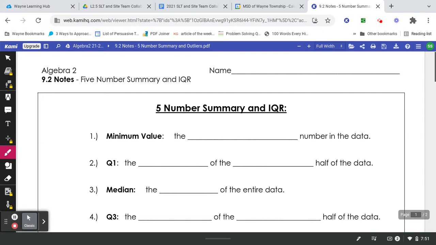These are the 9.2 notes. We're going to talk about 5-number summary and IQR. So first is just a couple definitions we need to understand. The minimum value is obviously the lowest number.